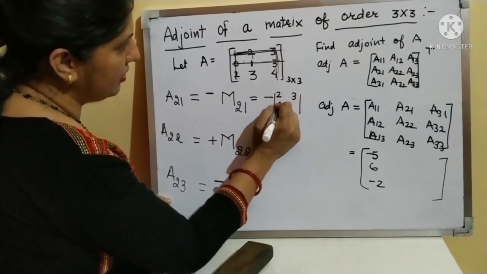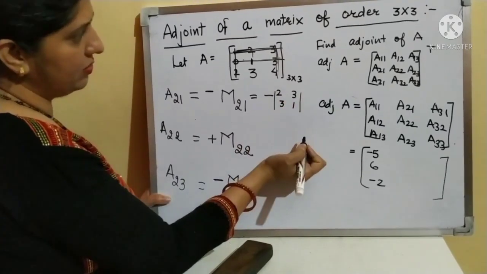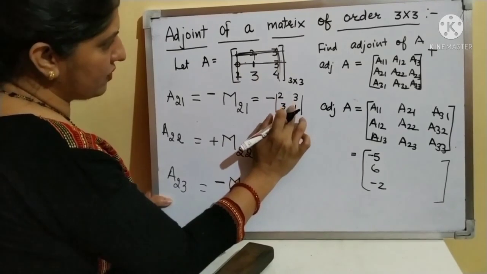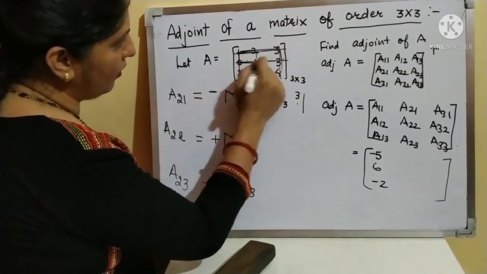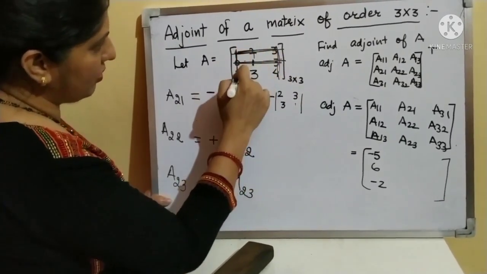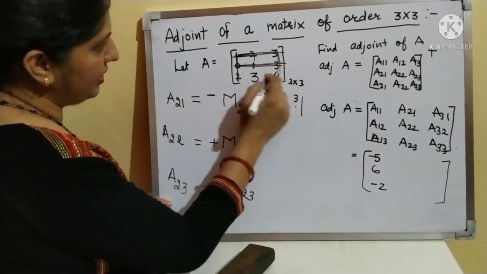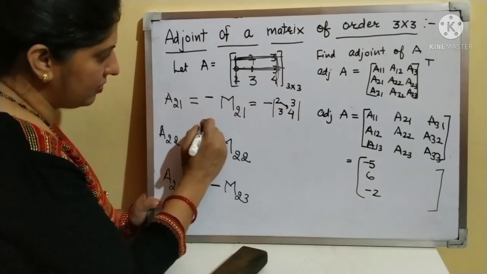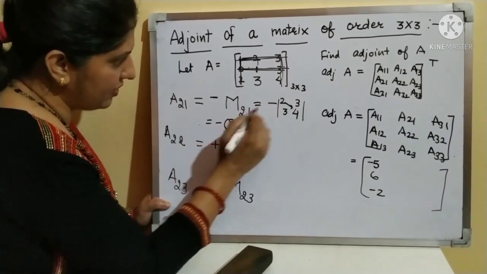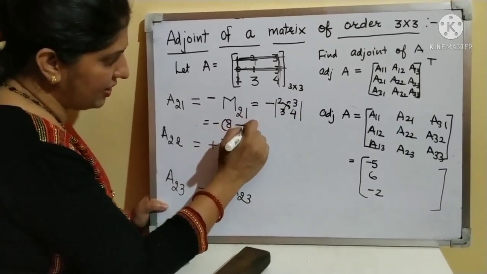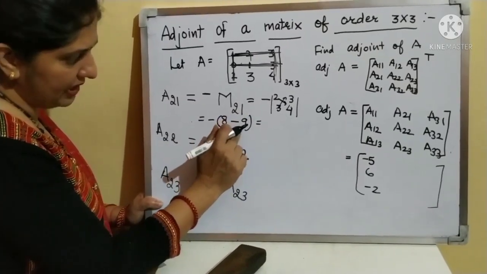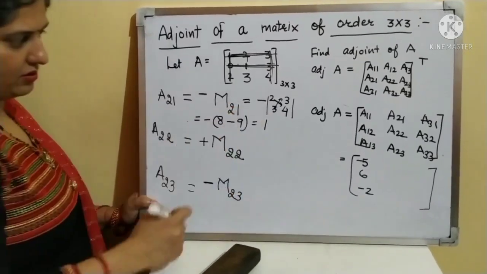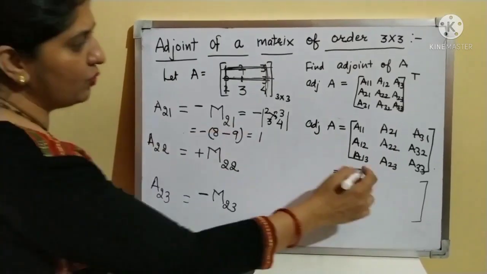2, 3, 3, 1. 2, 3, 3, 4. Second row, first column deleted. We get 2, 3 and 3, 4. Just calculate the determinant. 4 twos are 8. Minus 3 threes are 9. We get minus 1, into minus, plus 1. So A21 is 1.